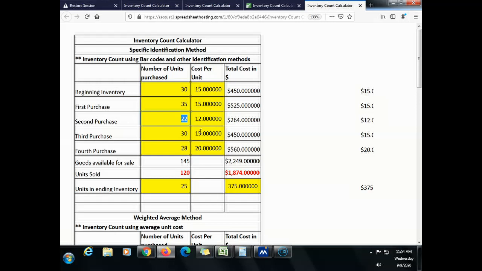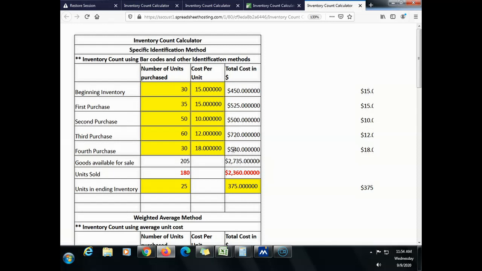On your second invoice, let's say you have 50 units at $10 a unit. The total comes about $500. On your third invoice, let's say you have 60 units at $12 a unit. And finally, on your last invoice, you have 30 units at $18 a unit.